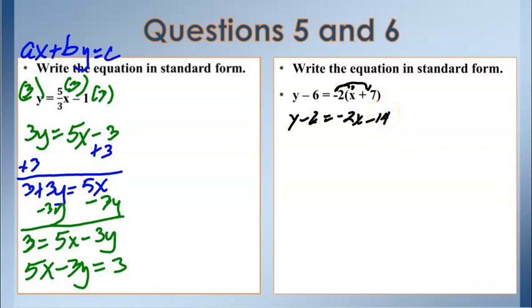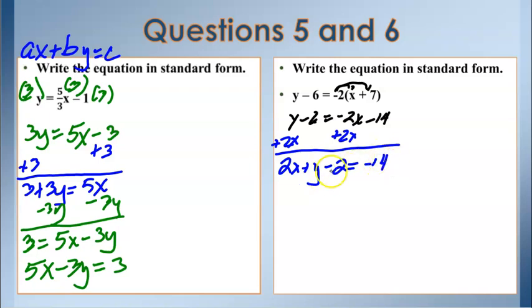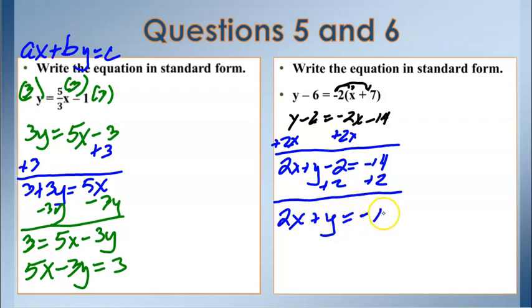Now I need my x term to be positive. Right now it's negative. So I'm going to add 2x to both sides. And now I have 2x plus 1y minus 2 equals a negative 14. Now I don't want this minus 2 here, so I'm going to add 2 to both sides. And in standard form, I have 2x plus 1y equals a negative 12.